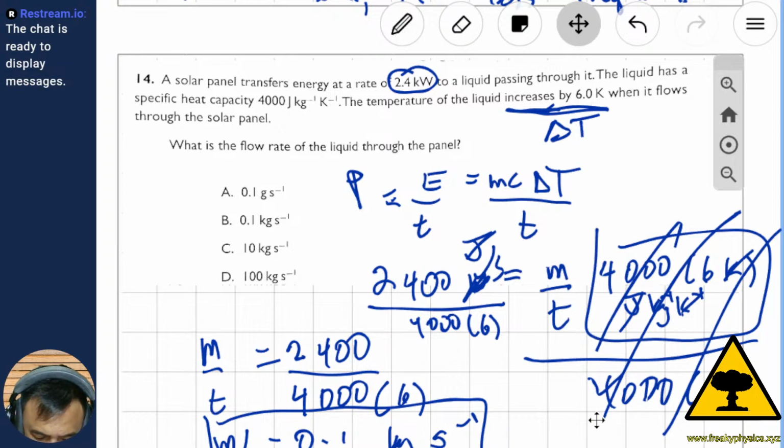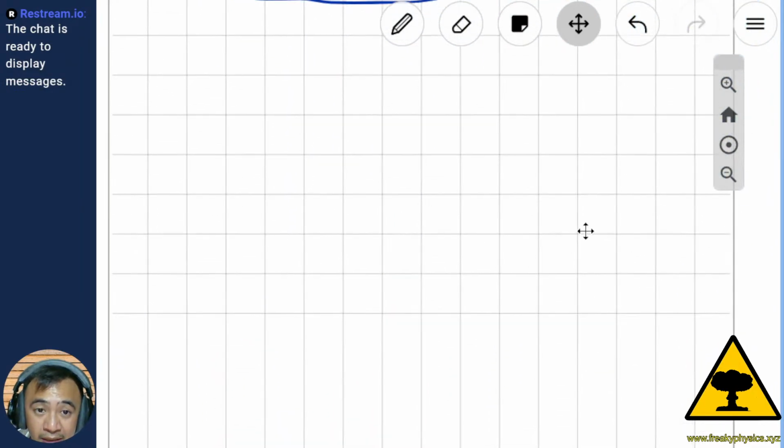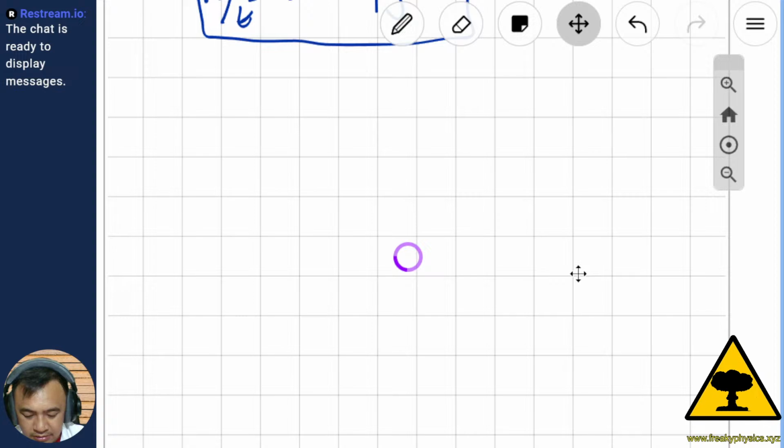Okay, so the next one here is about light of intensity I and wavelength. Okay.